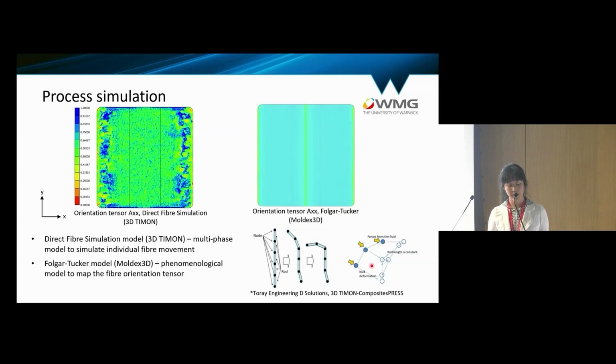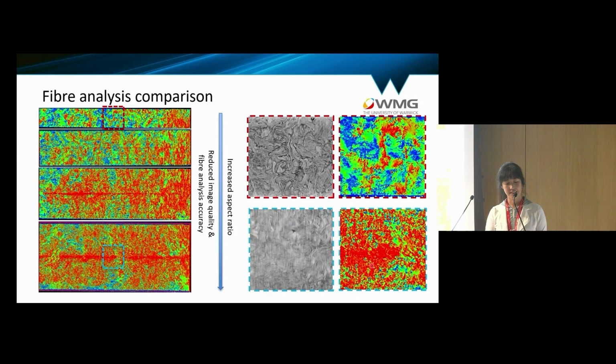So for the direct fiber simulation model, we've chosen the software 3D Timon. And for the Folgar-Tucker model, we've chosen the software Moldex3D. Both are quite commonly used SMC simulation software. So firstly, let's have a look at the CT scan results.